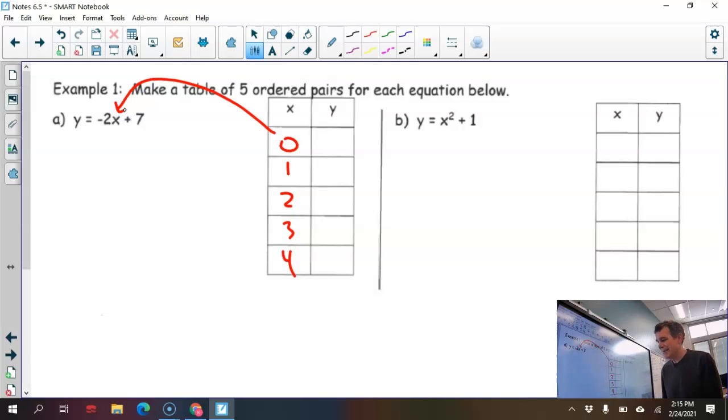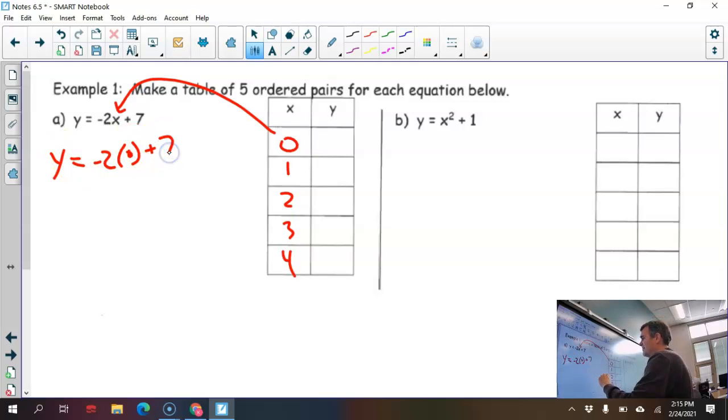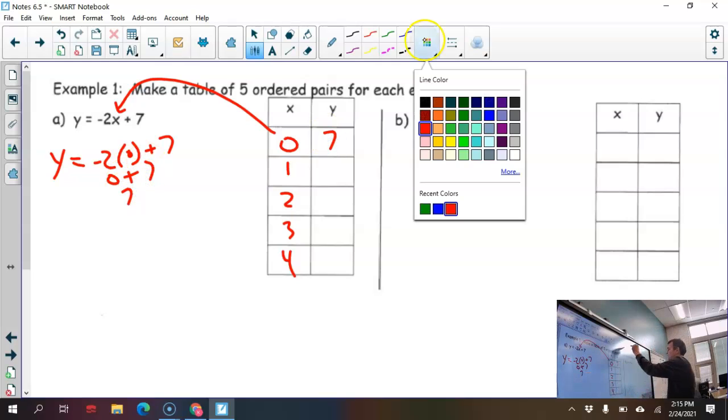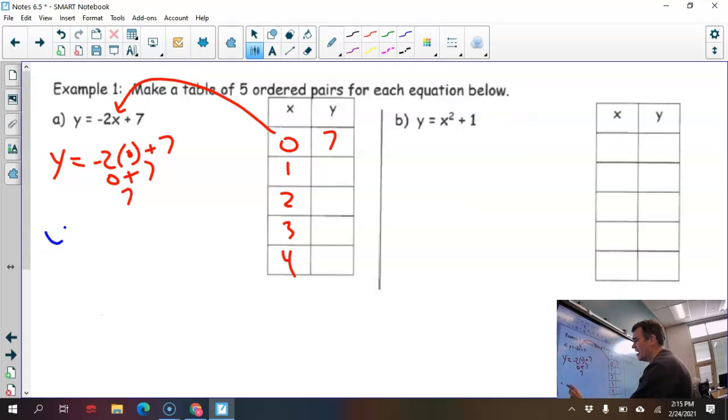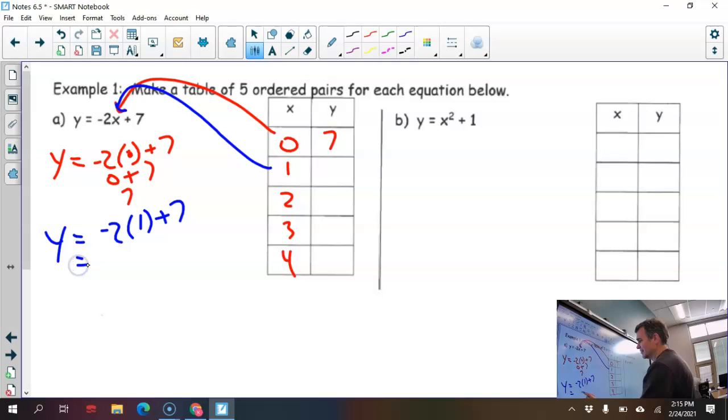Maybe you can just do this in your head. So in this case, y would equal negative 2 times 0 plus 7. That'd be 0 plus 7. That'd be 7. Y would equal 7. And if I put 1 in for x, y would equal negative 2 times 1 plus 7. Well, that'd be negative 2 plus 7. That'd be 5. And I hope you get the idea. Then I would get 3, and I would get 1, and I would get negative 1. All right? That is one way to make, well, that's the way to make a table.